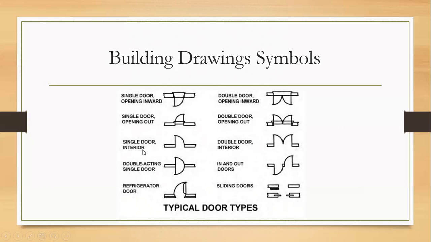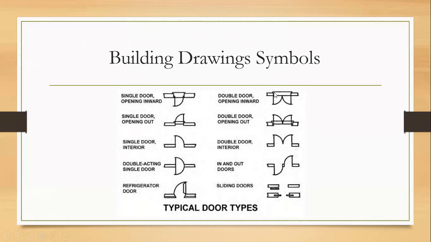Single interior door opening in this direction. Now notice the difference between the interior door and the main doors to the house, such as the exterior door, is the size of the walls. So that's how you can depict the difference. All right. Then we have a double door swinging either way. That's what that means. This one is a refrigerator door opening in this direction.